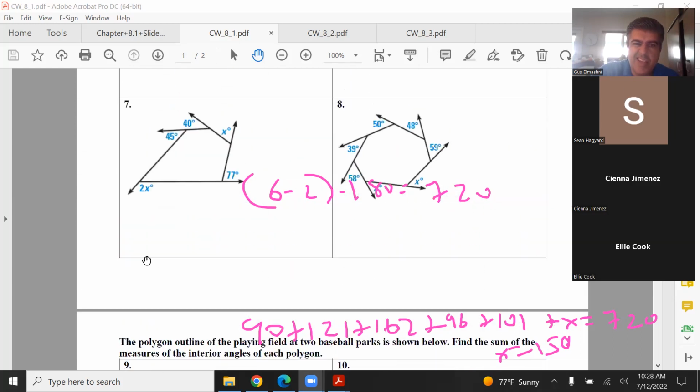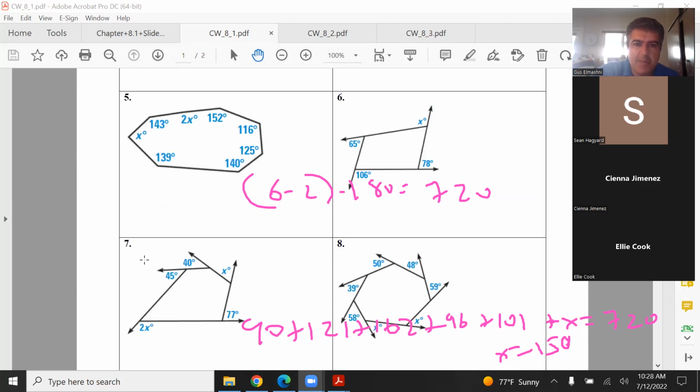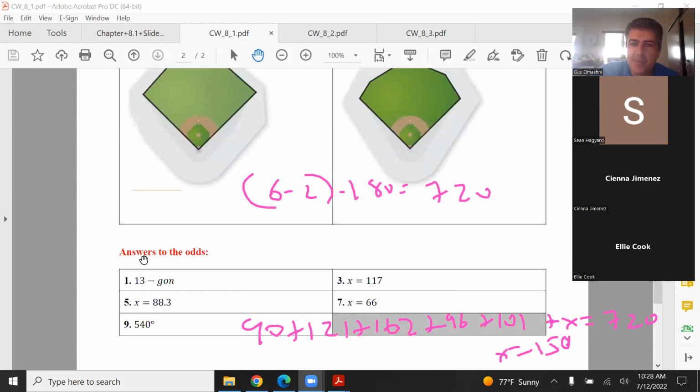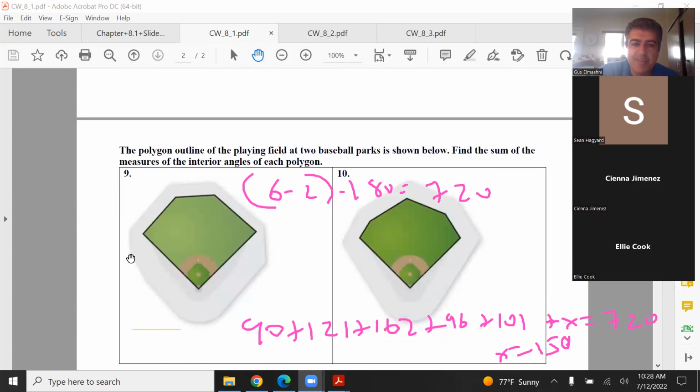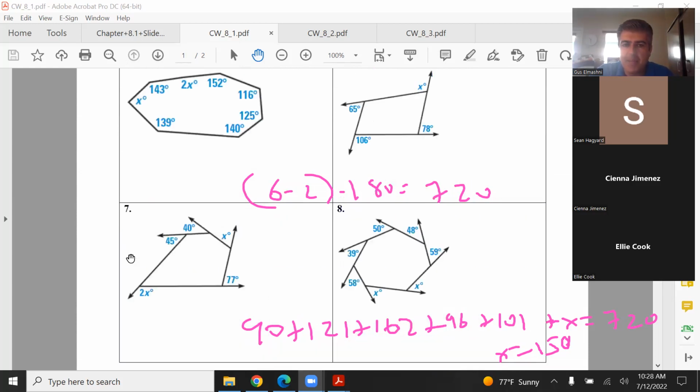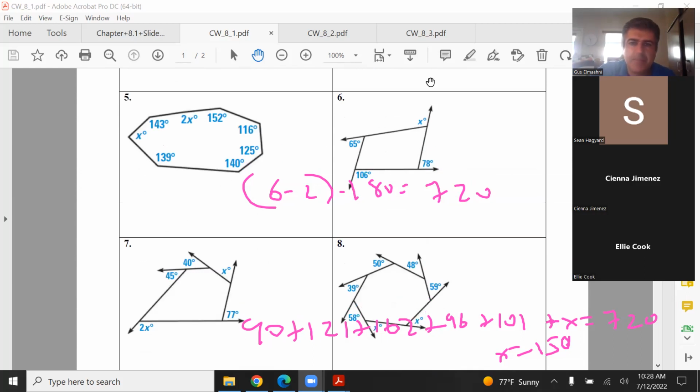Just trying to think in the interest of time. All assigned for homework, I think that probably makes the most sense. Let me give you a little hint for number 9 and 10, but I think you guys get the idea. Actually, let me do number 7 really. All right, let me do number 6 really quick. I'll do number 6.